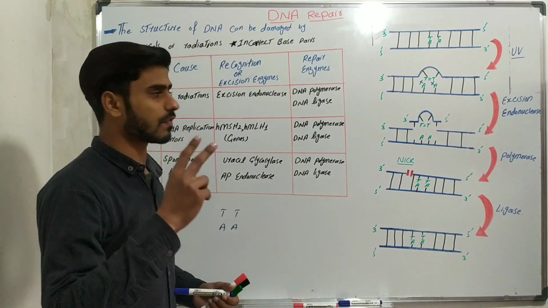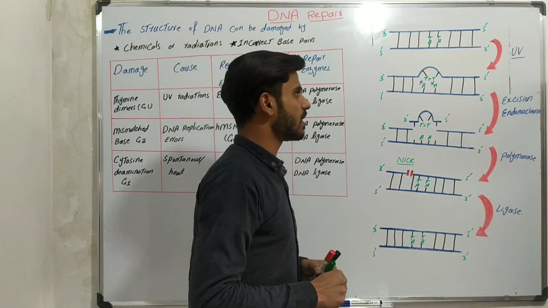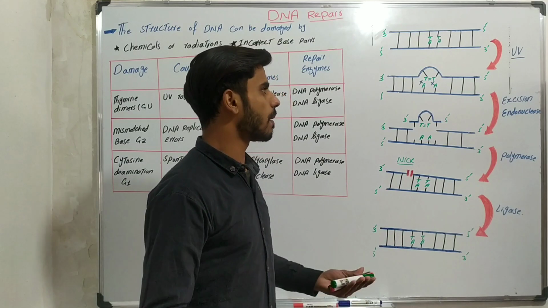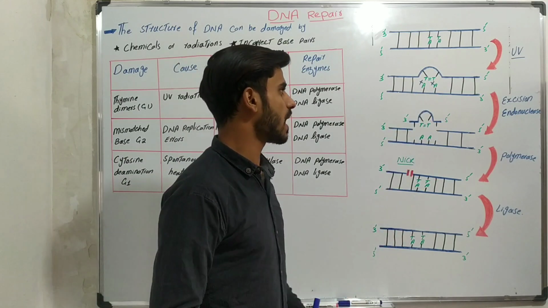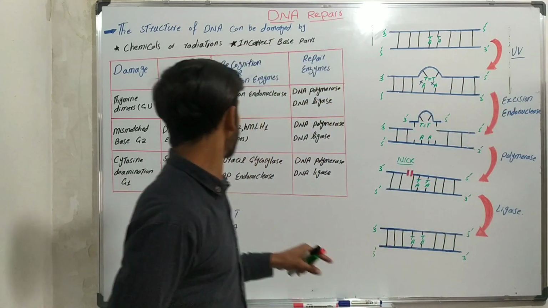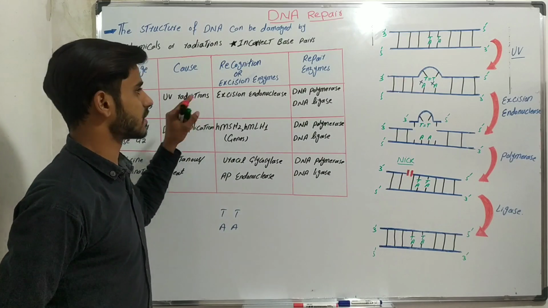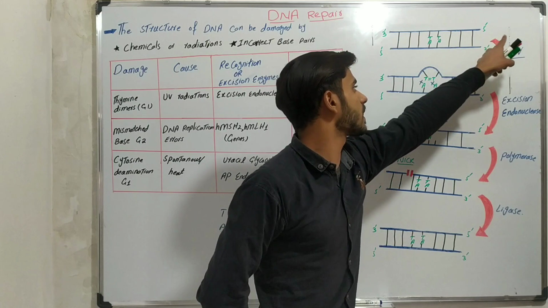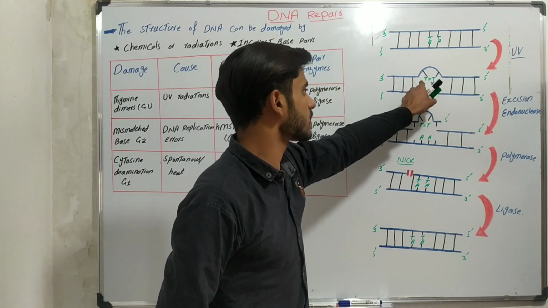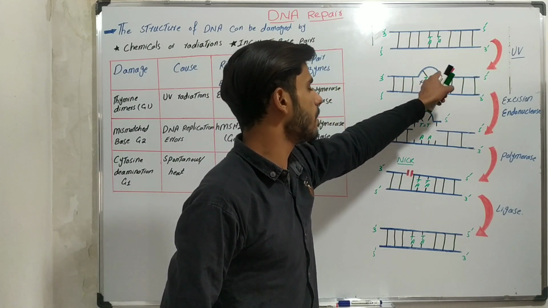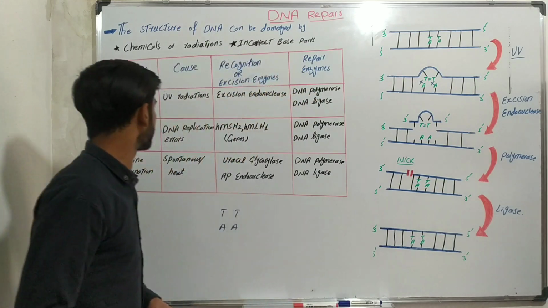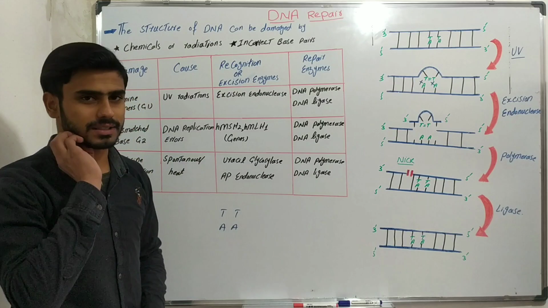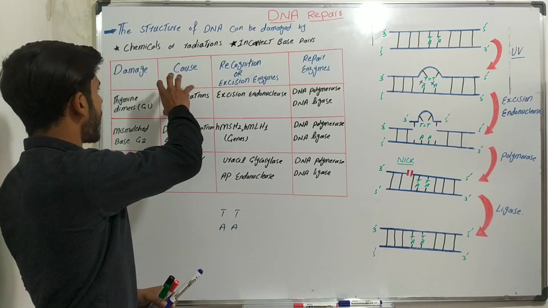Two thymines will form a double bond with each other, and they will not form the bond with adenine, and this causes the formation of thymine dimers. You can see here, the cause is ultraviolet radiation. When ultraviolet radiation acts on the normal DNA, it will cause the formation of thymine dimers. Thymine will form a double bond with thymine and it becomes a thymine dimer. So first was the DNA damage and its cause.